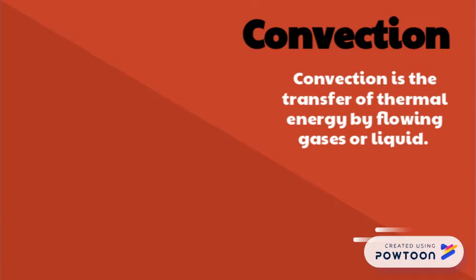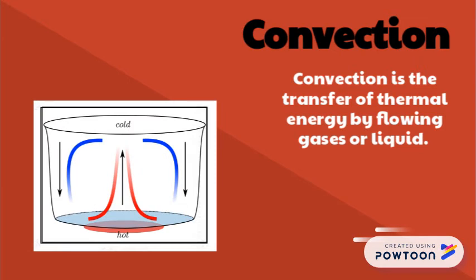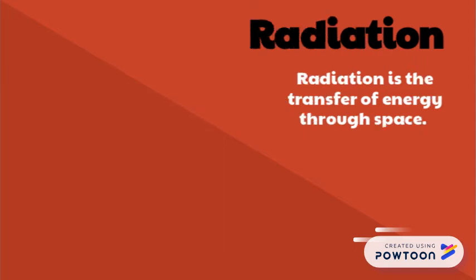Convection is the next way. Convection is the transfer of thermal energy by flowing gases or liquids. This basically means in our example of the boiling pot, the water inside has convection. The heat rises to the top and sends all the cold water back down to the bottom, and the process continues to transfer heat.